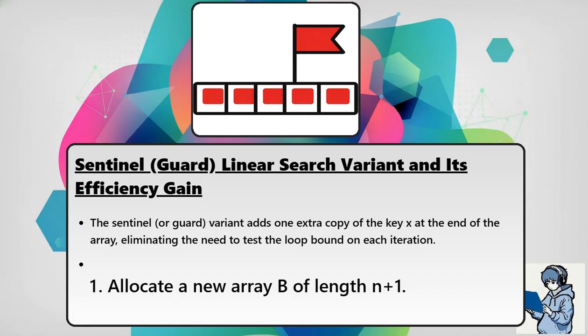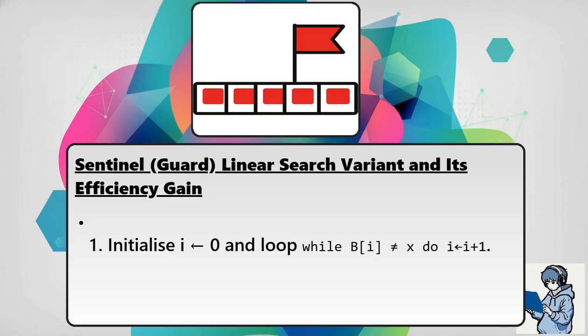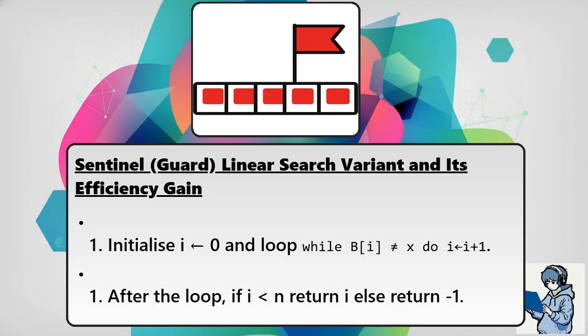Step 1. Allocate a new array b of length n plus 1. Step 2. Copy a_0 through a_{n-1} into b_0 through b_{n-1} and set b_n equal to x, the sentinel. Step 3. Initialize i equals 0 and loop while b_i is not equal to x: do i equals i plus 1. Step 4. After the loop, if i is less than n, return i, else return -1.